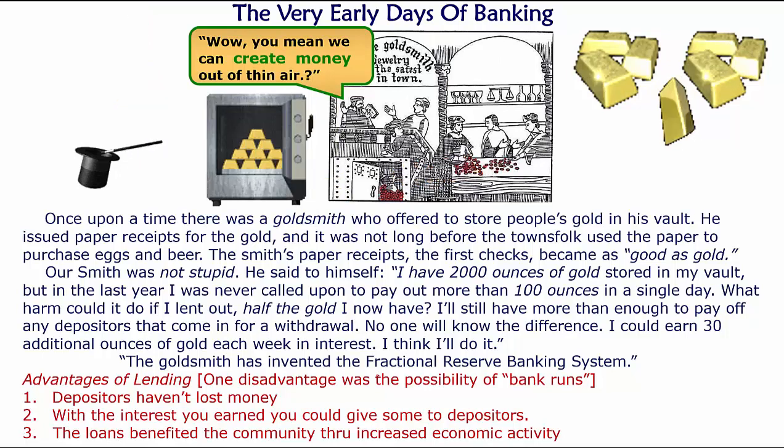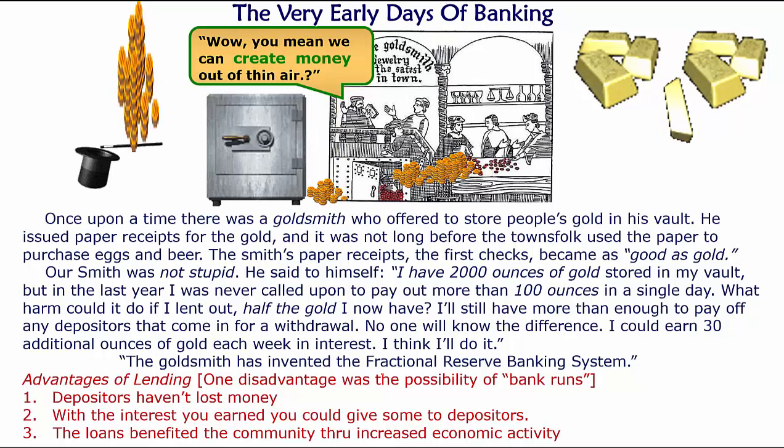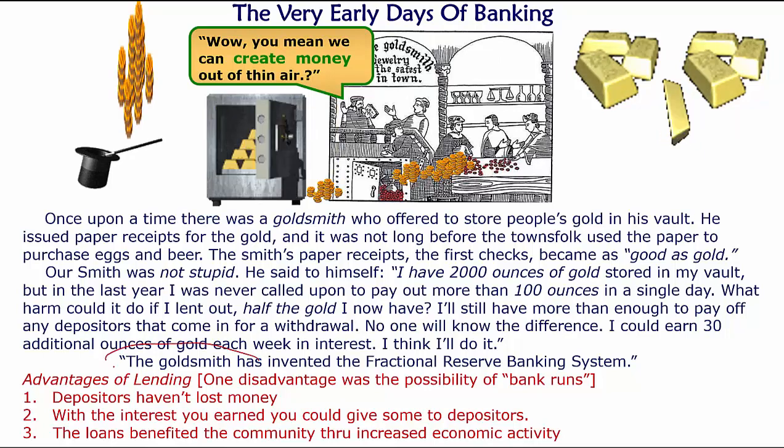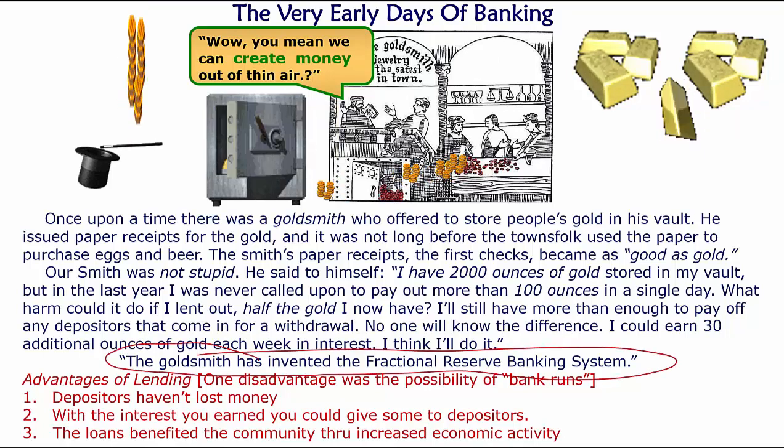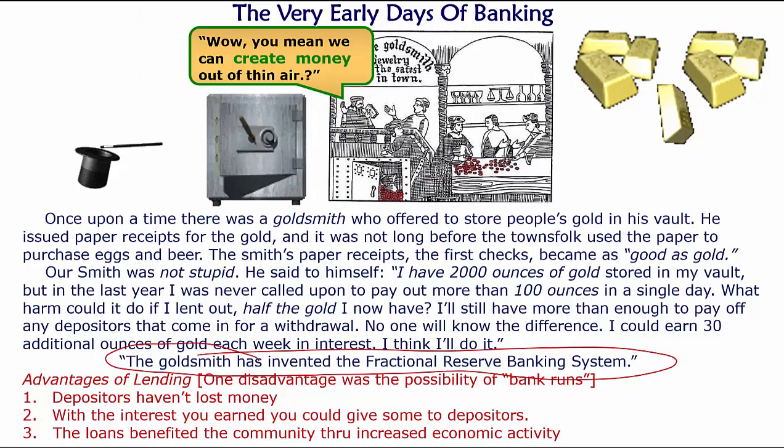I could earn 30 additional ounces of gold each week in interest. I think I'll do it. Here's the important part. Okay, the goldsmith invented the fractional reserve banking system.